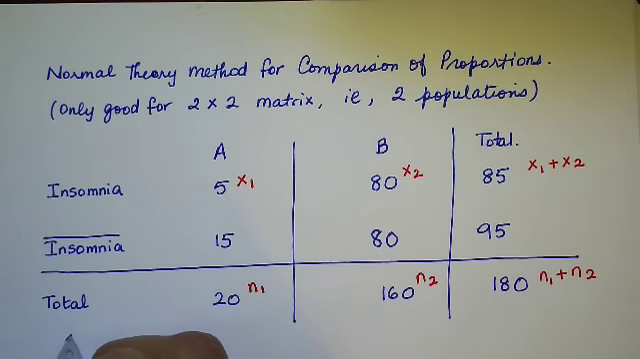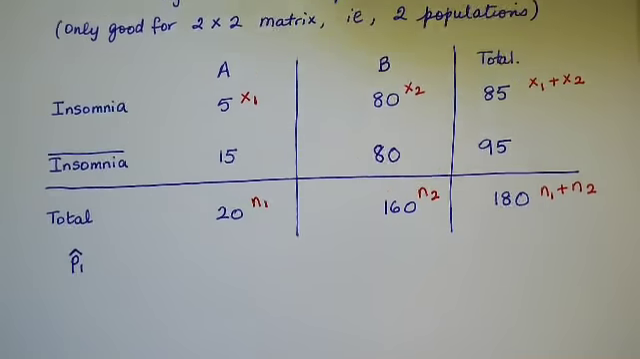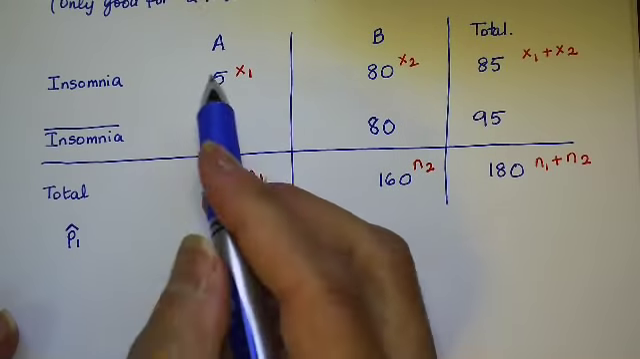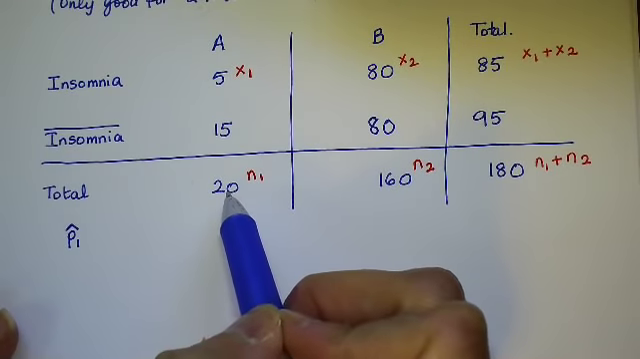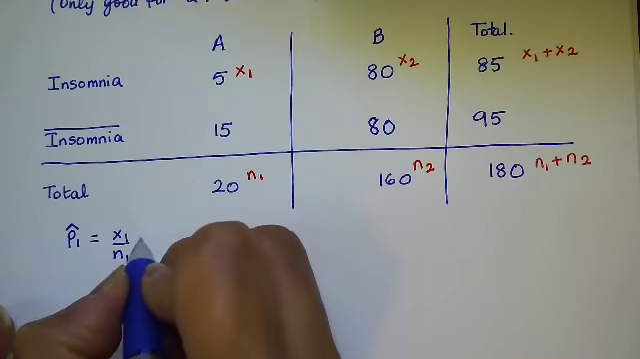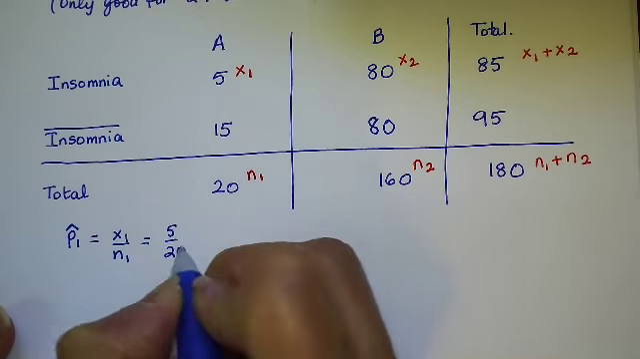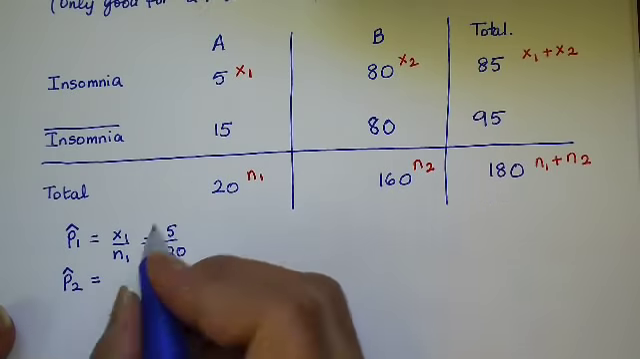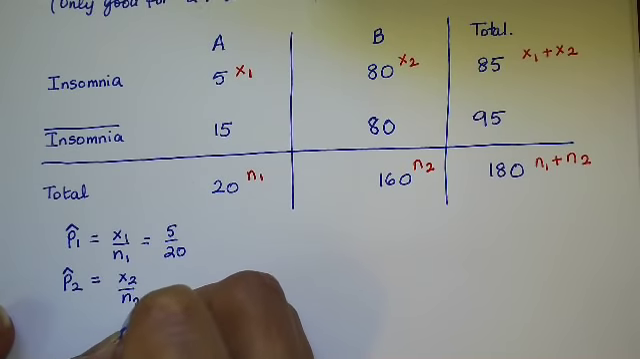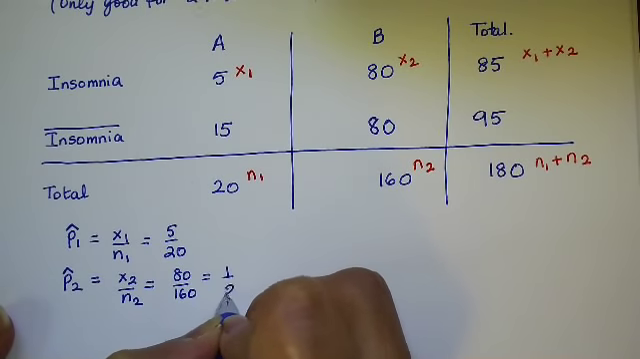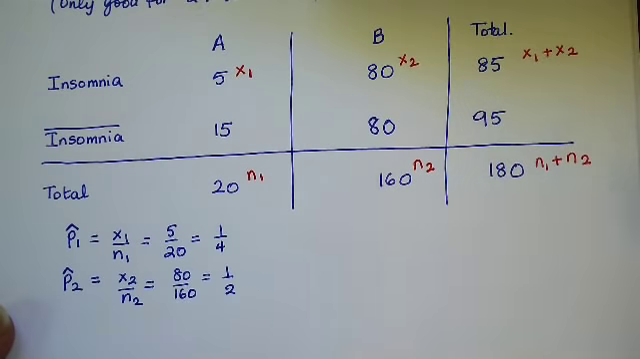Next, I talk about the sample proportion P1 hat. This is the probability of successes in sample 1. So this would be x1 over n1, which is 5 over 20. And P2 hat is equal to x2 over n2, which is 80 over 160, which is 1/2. This one is 1/4.